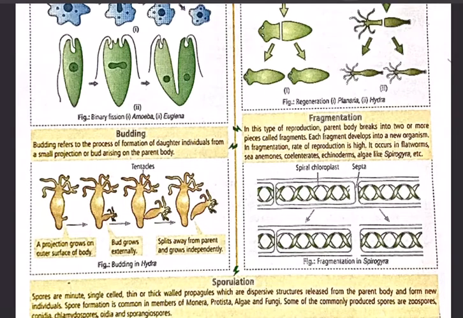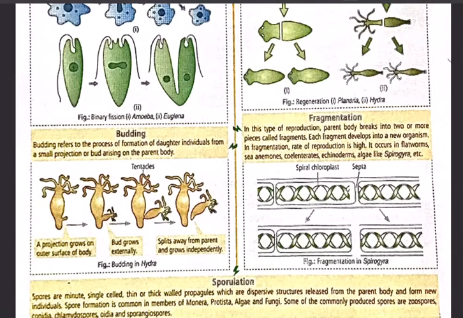And something similar to that happens in plants. We call it fragmentation. So in this type of reproduction, the parental body breaks into two or more pieces called fragments. See, it is something like a fission. There, the lower animals divide their body into two or more than two parts.